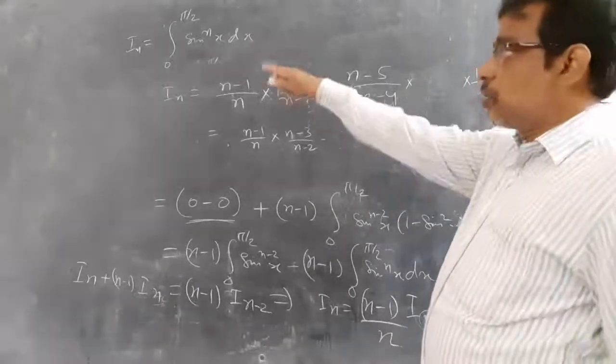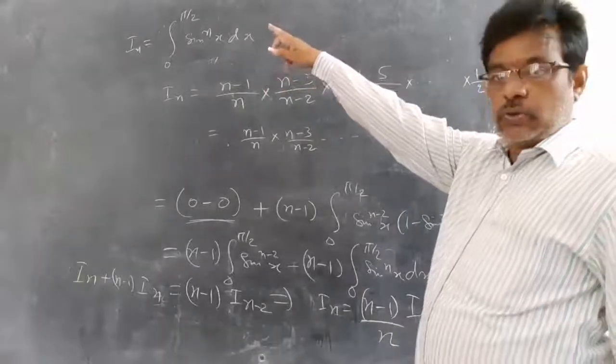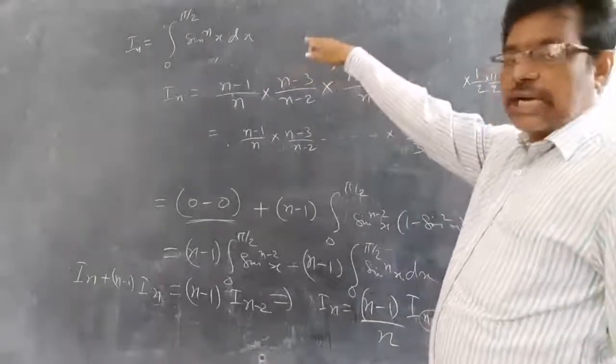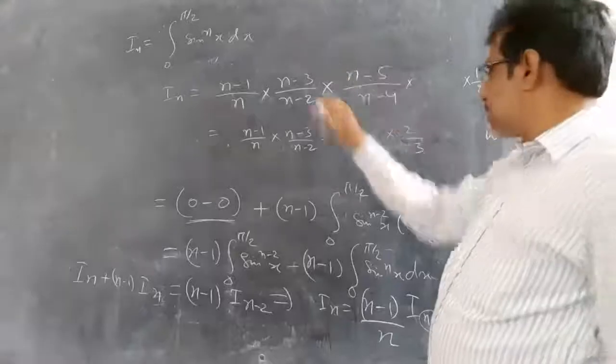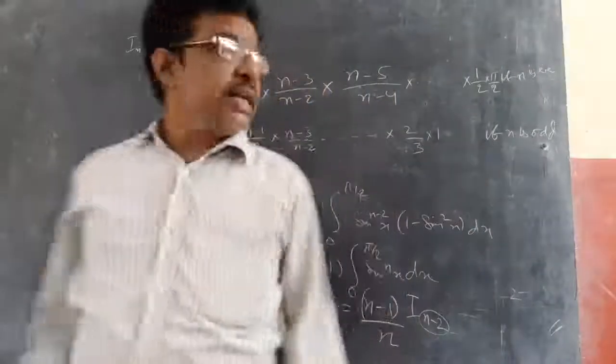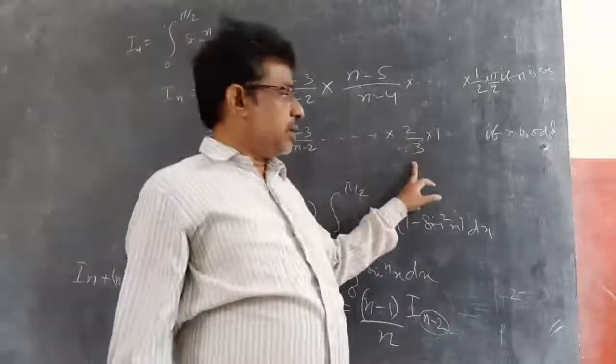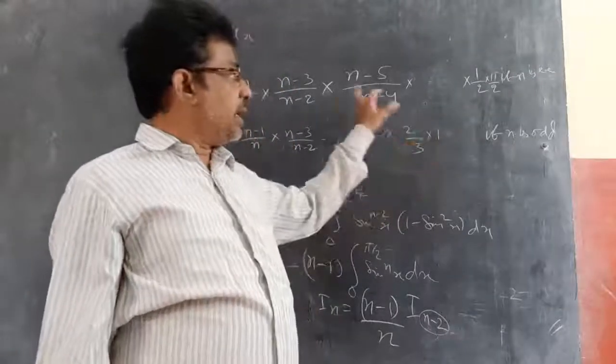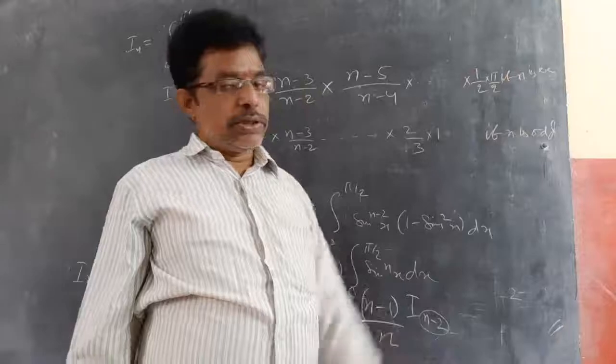So 0 to pi by 2 is cos pi by 2, which is 0, minus cos 0, which is 1. Minus of that is plus 1, so into 1 you will get. So that's it. If n is odd, you will get 2 by 3 into 1. If n is even, you will get 1 by 2 into pi by 2.